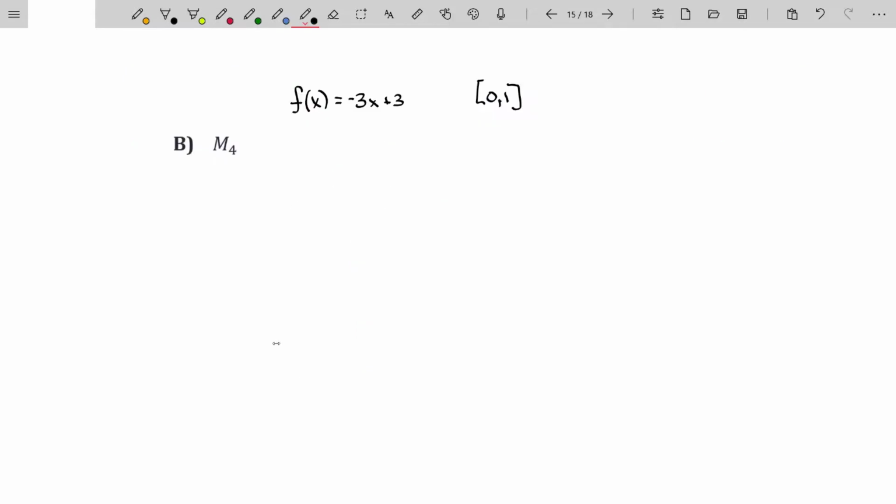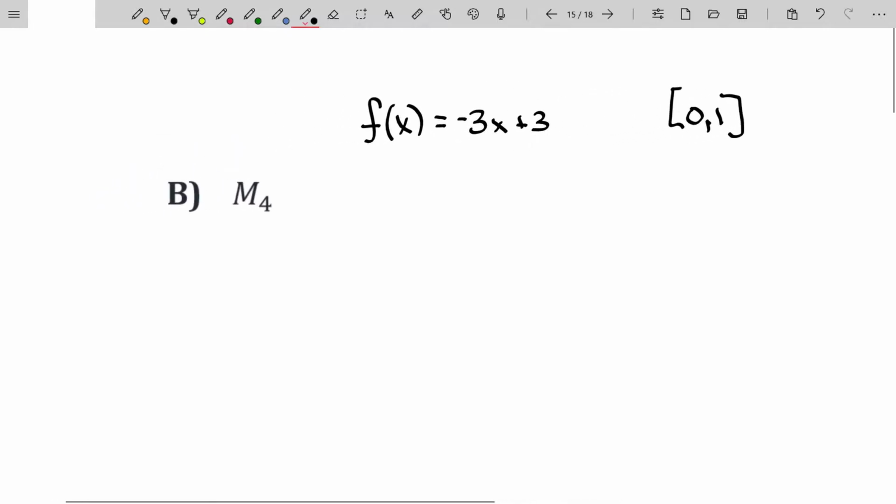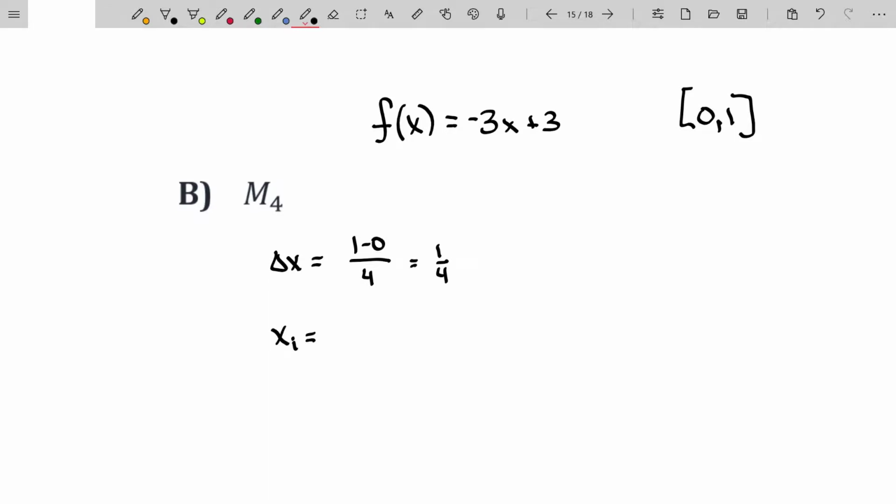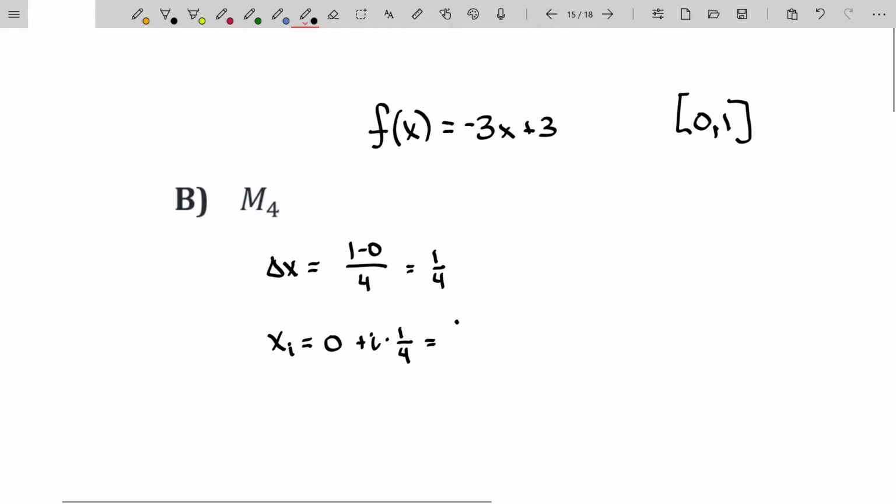So again, our function was negative 3x plus 3 on the interval from 0 to 1. Let's go ahead and use the midpoint method with 4 slices. So in this case, let's pretend that we didn't want to graph this. We just want to mechanically do this. So delta x is equal to 1 minus 0 over the 4 slices, so 1/4. And x sub i in general is going to be a, which is 0, plus i times delta x, which is 1/4, or in other words, i over 4.